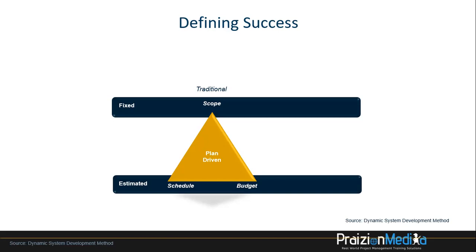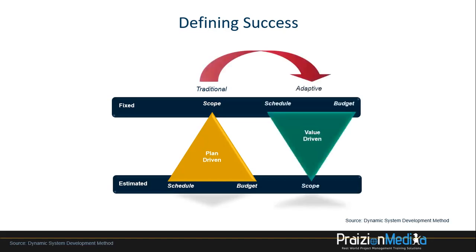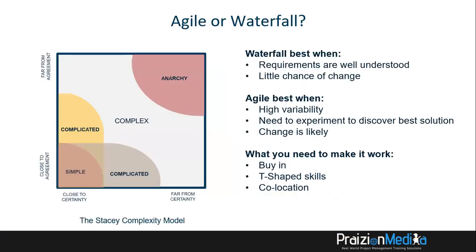Now, in the world of project management, there are two ways of managing projects. We have the traditional way in which scope is fixed and schedule and budget remain somewhat flexible. But we also have an adaptive approach to project management, and we flip that triangle on its head and scope becomes flexible while schedule and budget are fixed. We call that Agile.